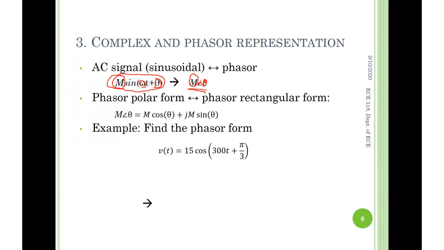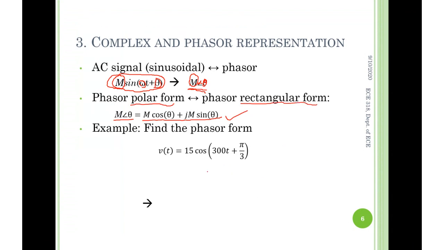But in the phasor, you can't see the angular frequency. Obviously, you can't tell that. But it's okay. Such a phasor is equivalent to a rectangular form, or say a complex number. This is the conversion between the phasor and the complex number. A complex number can also be called the rectangular form, and the phasor is called the polar form. Two different names.